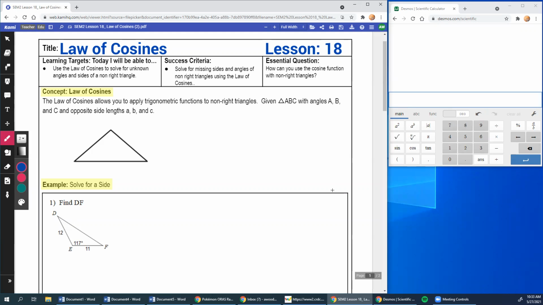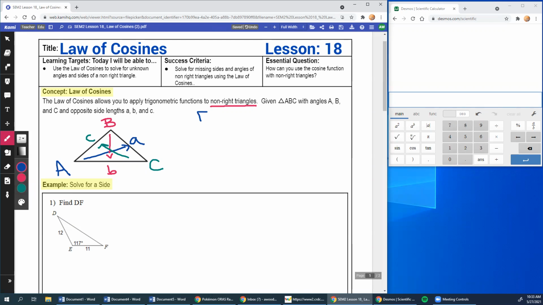So today, the law of cosines allows you to apply trigonometric functions to, again, non-right triangles. So we're going to relabel our triangle here, A, B, and C. So we have angle A, opposite side A. Angle B, opposite side B. And angle C, opposite side C. Don't make fun of my letters. I'm just as done as you guys are, but we got to get through this.